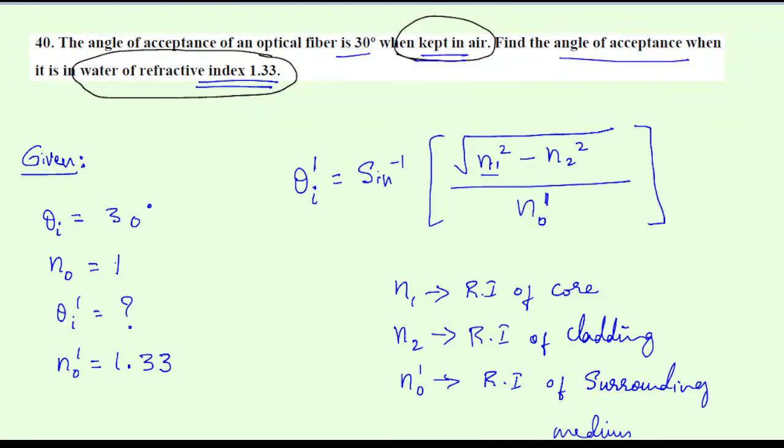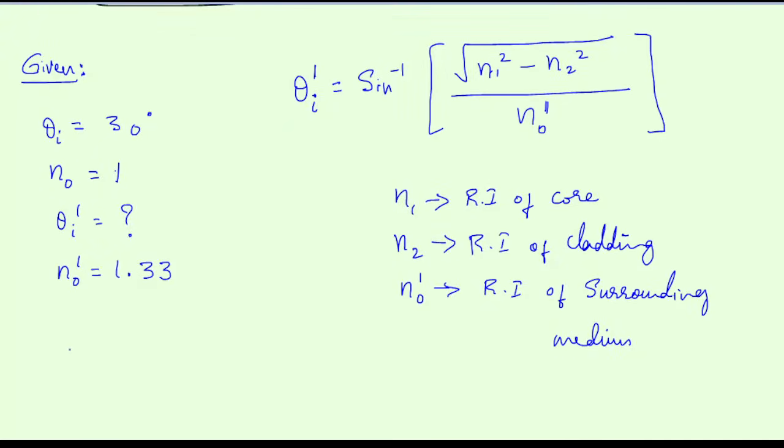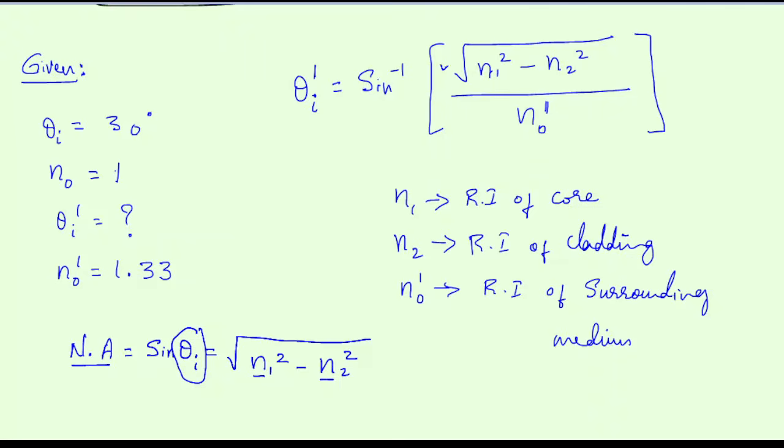Now what about n1 and n2? Are they given? No, they are not given. We can find them out, right? Because we have another formula relating n1, n2 as well as something called numerical aperture. Numerical aperture is the sine of the acceptance angle, and it is equal to square root of n1 squared minus n2 squared. Though we don't know the values of n1 and n2, we know this theta I, right? So from there we can find the numerical aperture. We'll substitute that numerical aperture here.